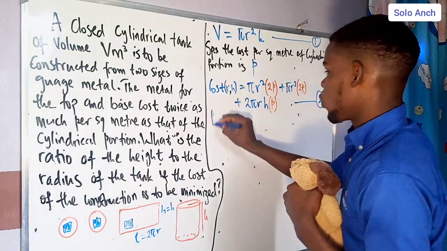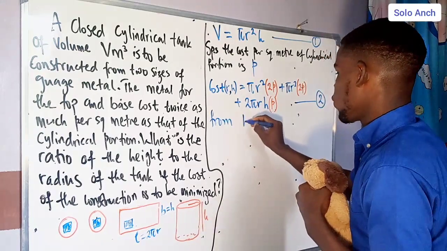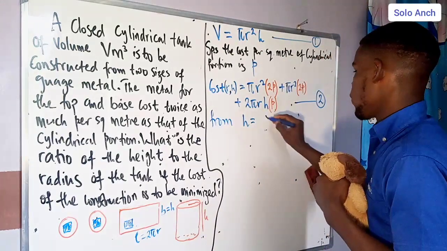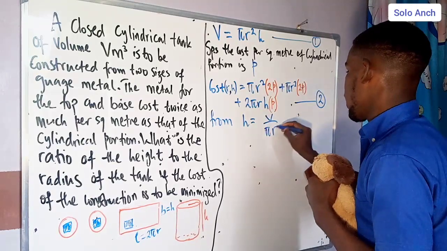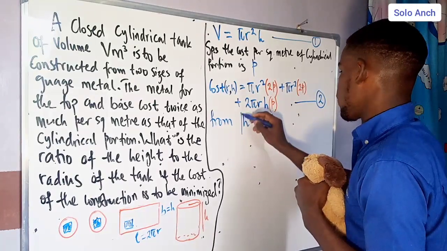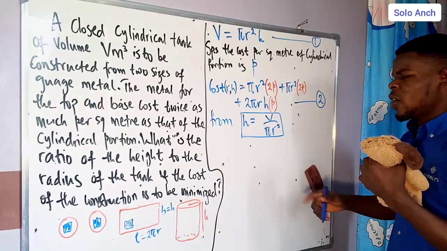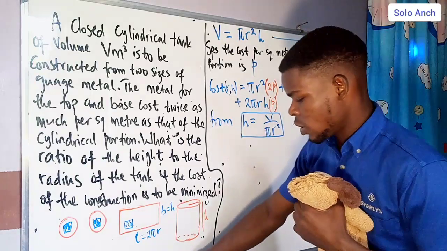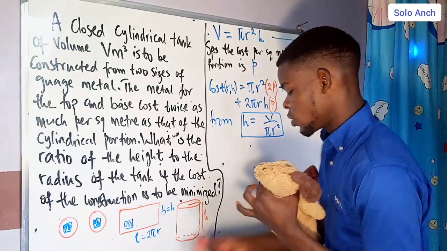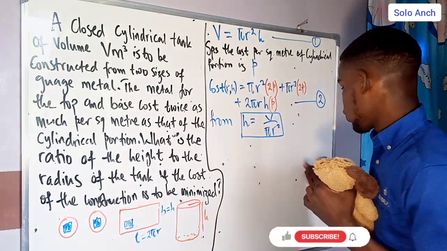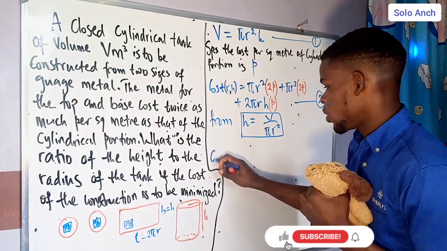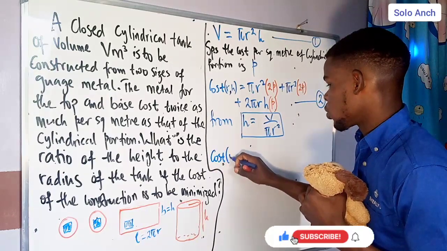So you notice that from equation 1, h is equal to what? h is equal to v over pi r squared. So we are going to substitute this value of h from equation 1 into wherever you find h in equation 2. When we do that, we're going to have the cost depend on just r. Let me put it down here: the cost will depend on just r.